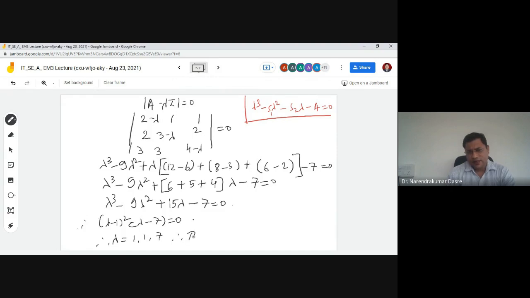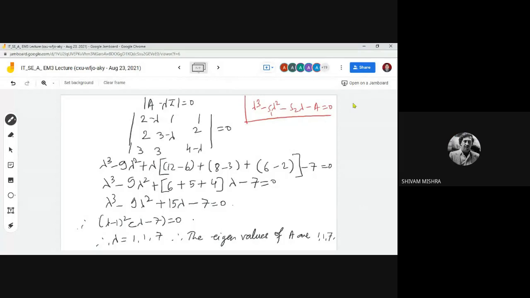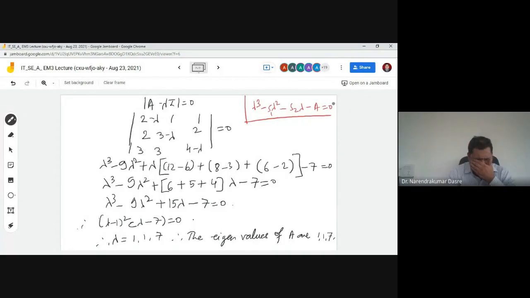Okay, and hence we can say that the eigenvalues of A are 1, 1 and 7. Are you getting up to this? Have you got up to this? Yes, sir. Great, that's good. So now we got the eigenvalues.